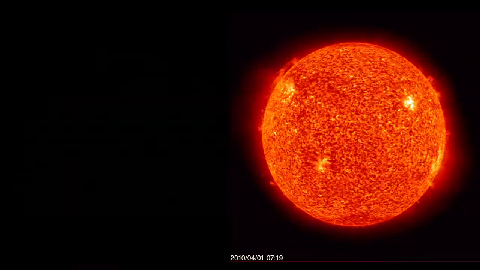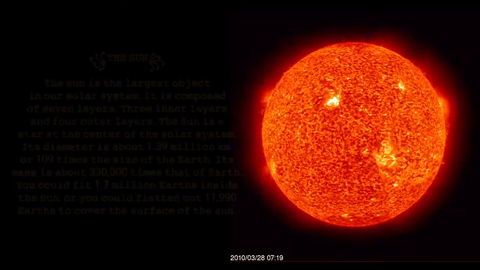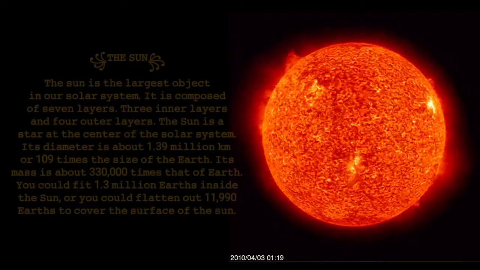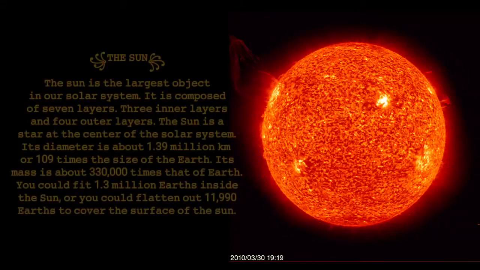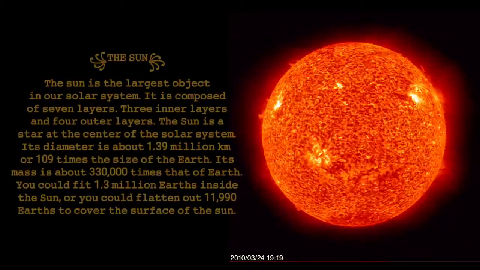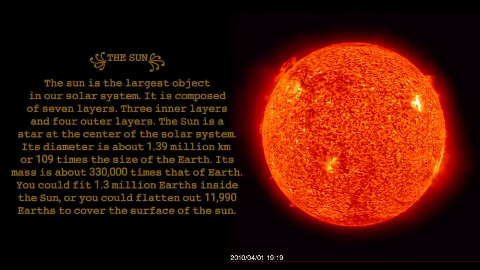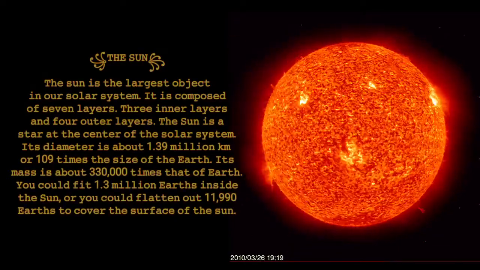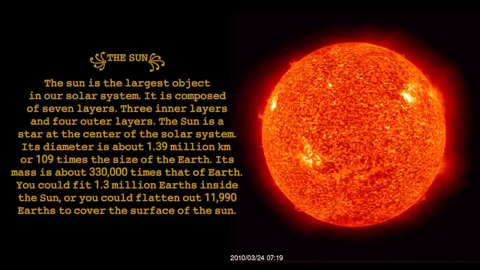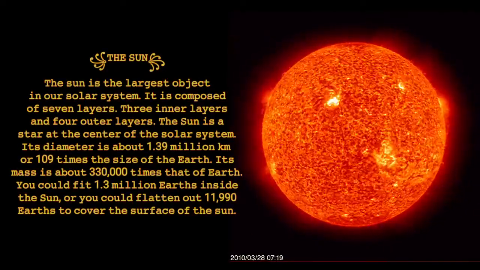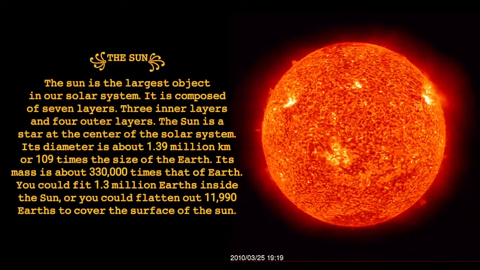Facts about the sun. The sun is the largest object in our solar system. It is composed of 7 layers, 3 inner layers and 4 outer layers. The inner layers are the core, the radiative zone, and the convection zone, while the outer layers are the photosphere, the chromosphere, the transition region, and the corona.